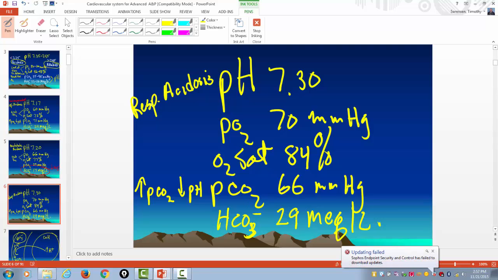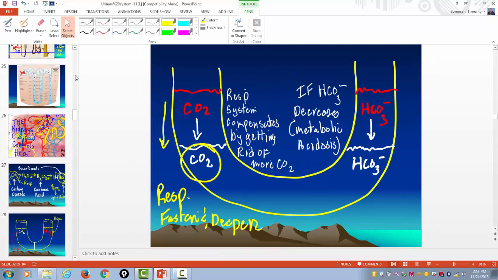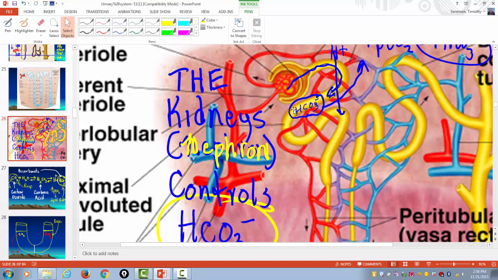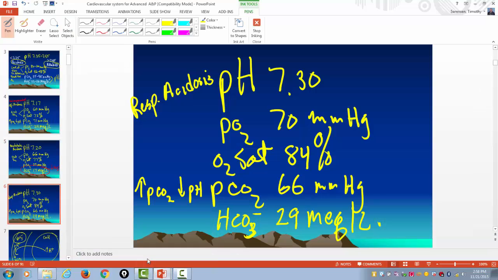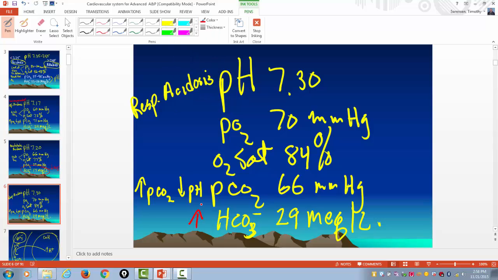Now, what's the only system that can compensate for a respiratory acidosis? That is, of course, the kidneys. So how are the kidneys going to compensate for a respiratory acidosis? They are going to reabsorb bicarbonate back into the blood and secrete the hydrogen ions. So if the kidneys are helping out, what should happen to the amount of circulating bicarbonate in the blood? It should go up. Does your bicarbonate go up? Yes, it does. So you have an elevated bicarbonate.